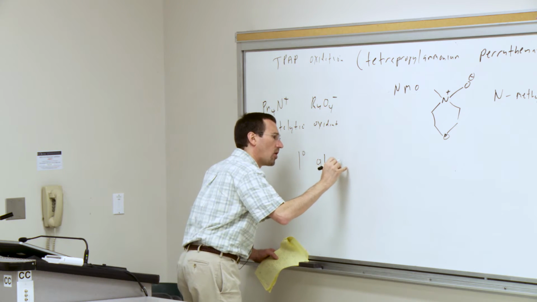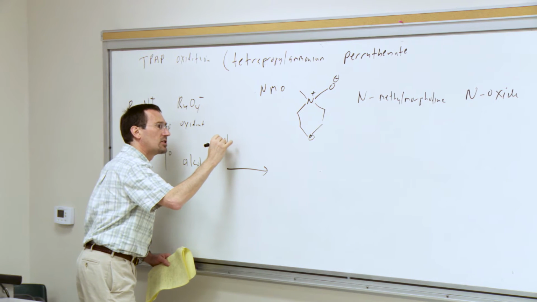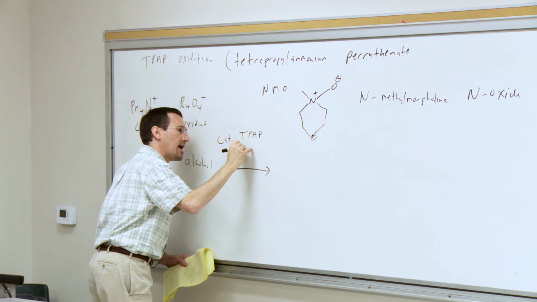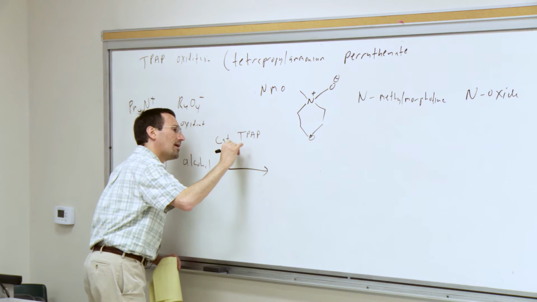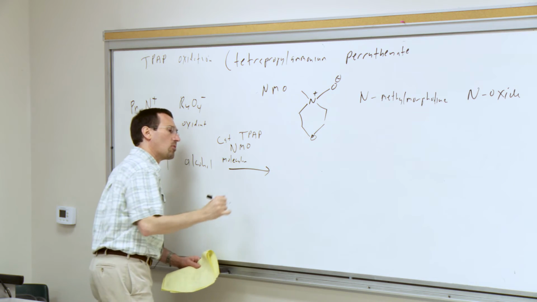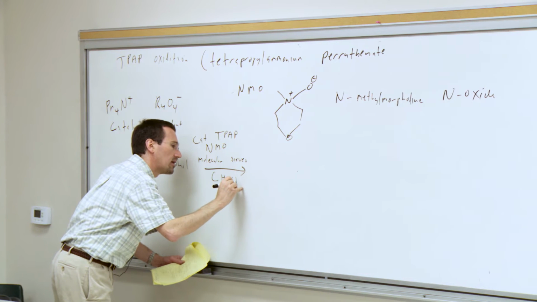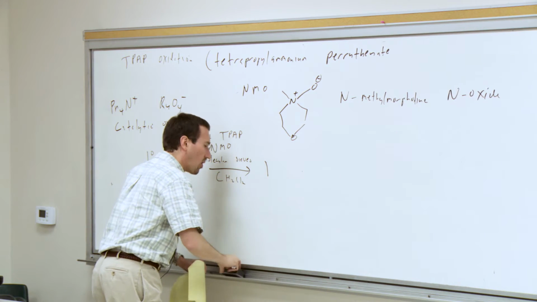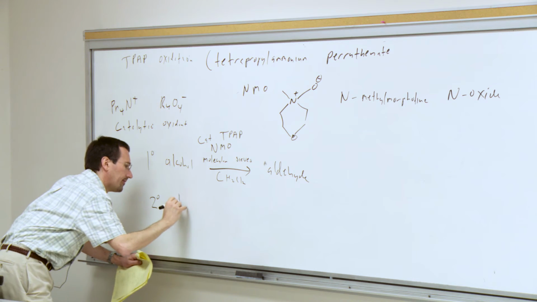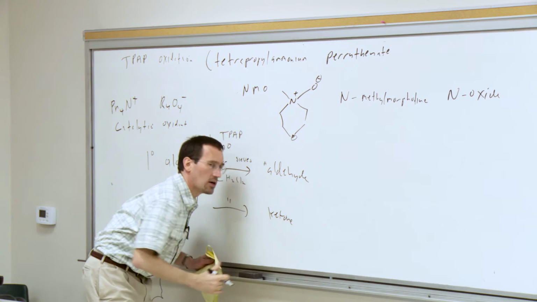So if you take a primary alcohol, and again you have control, you run the reaction under anhydrous conditions. So we take catalytic TPAP and stoichiometric NMO and carry out the reaction in the presence of molecular sieves. Molecular sieves soak up any water. Usually we carry out this reaction in methylene chloride. We can oxidize a primary alcohol to an aldehyde, or a secondary alcohol under the same conditions, I'll just write ditto, to a ketone.